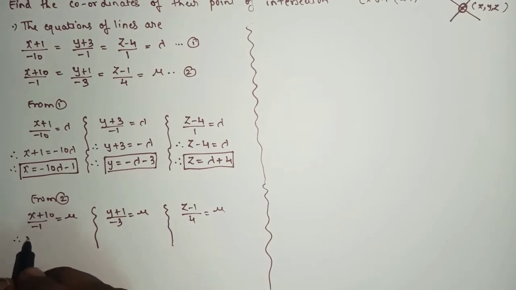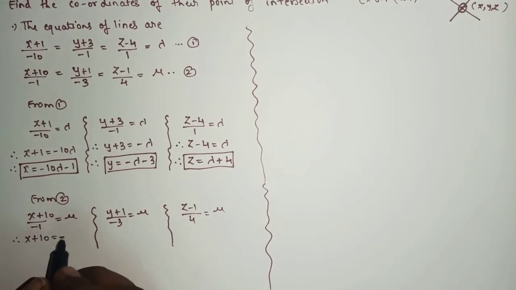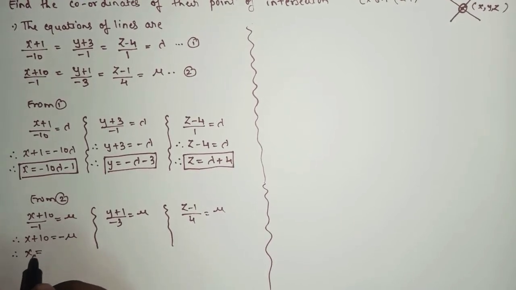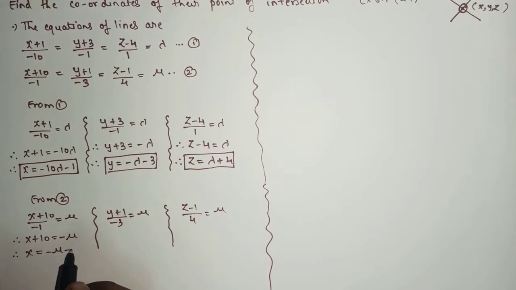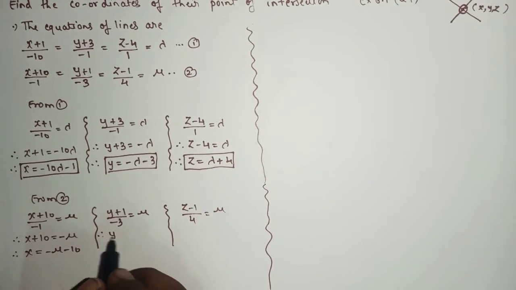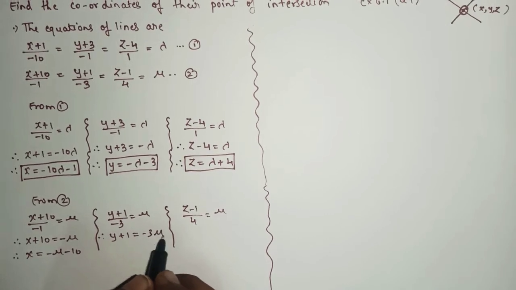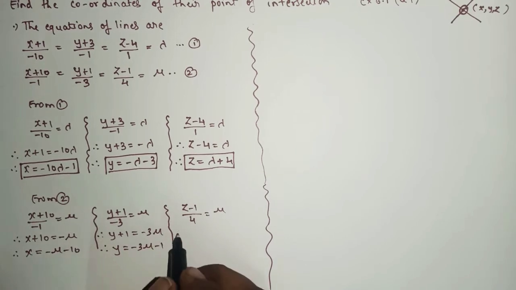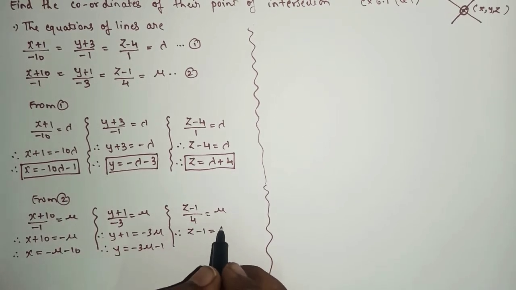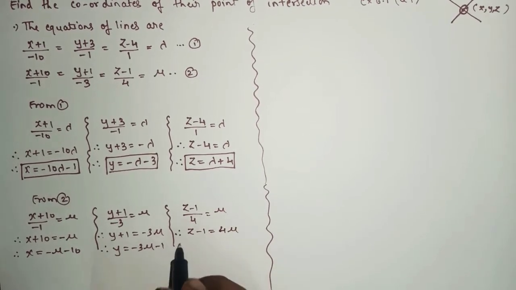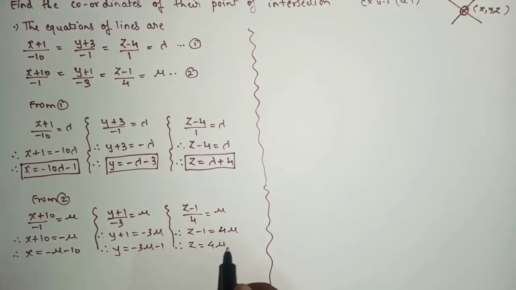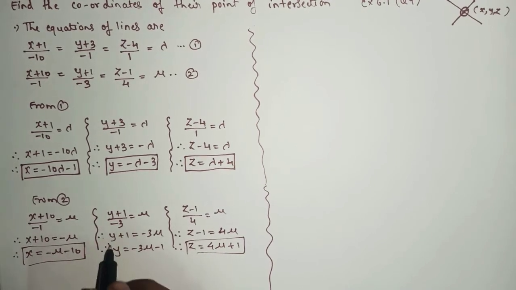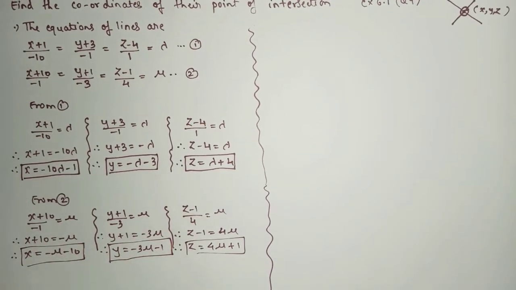Therefore x plus 10 equals minus mu, so x equals minus mu minus 10. Then y plus 1 equals minus 3 mu, so y equals minus 3 mu minus 1. Here z minus 1 equals 4 mu, so z equals 4 mu plus 1. So we got the x, y and z coordinates with respect to mu.